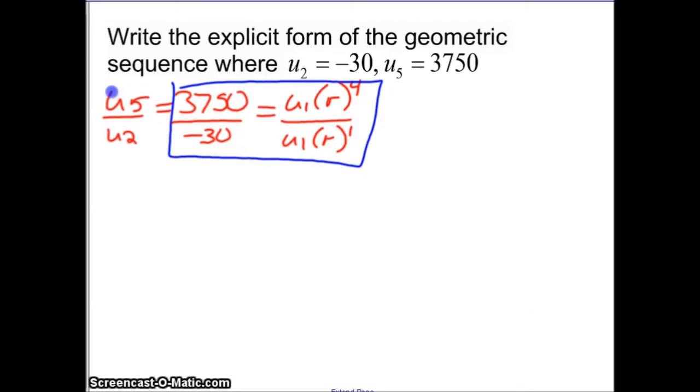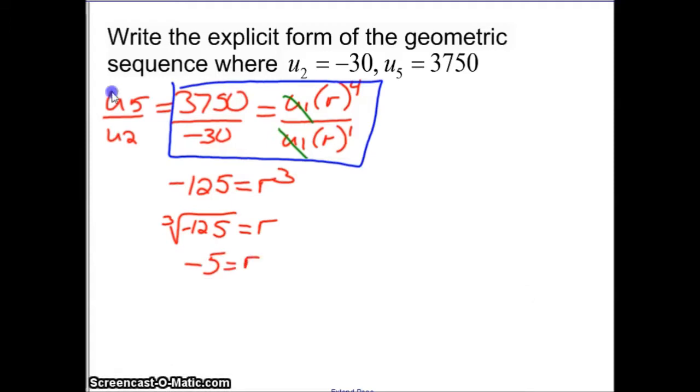On the left-hand side, 3,750 divided by negative 30 is negative 125. On the right, u sub 1 cancels. I'm dividing r to different exponents, so I'm subtracting those exponents. Becomes r to the power of 3. I'm going to take the cubic root to solve for r. And the cubic root of negative 125 is negative 5.